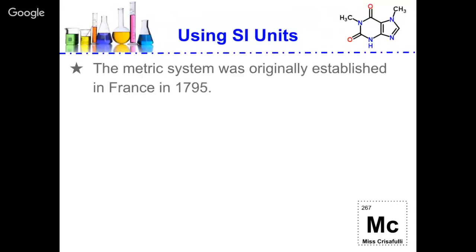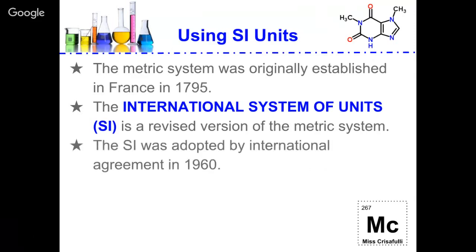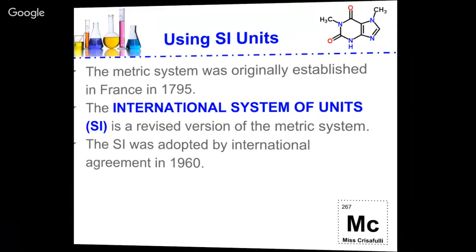Now, the metric system was originally established in France in 1795, and since then, an International System of Units, or SI, was made, which was a revision of the original metric system. The Système International, or SI, units were adopted by international agreement in 1960. This is what all scientists use in their measurements.